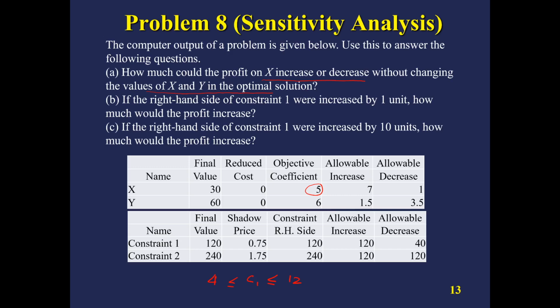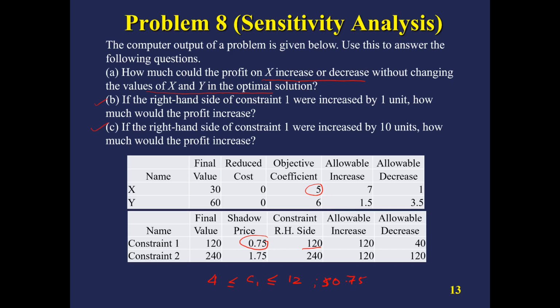Then the question is, if the right hand side of constraint 1 were increased by 1 unit, how much would the profit increase? Now that is what we call the shadow price. It's asking, if the right hand side of constraint 1, which is at the moment 120, is increased from 120 to 121, how much will the profit increase, and the shadow price is 0.75. So we can say that it will increase by $0.75. This is part B done.